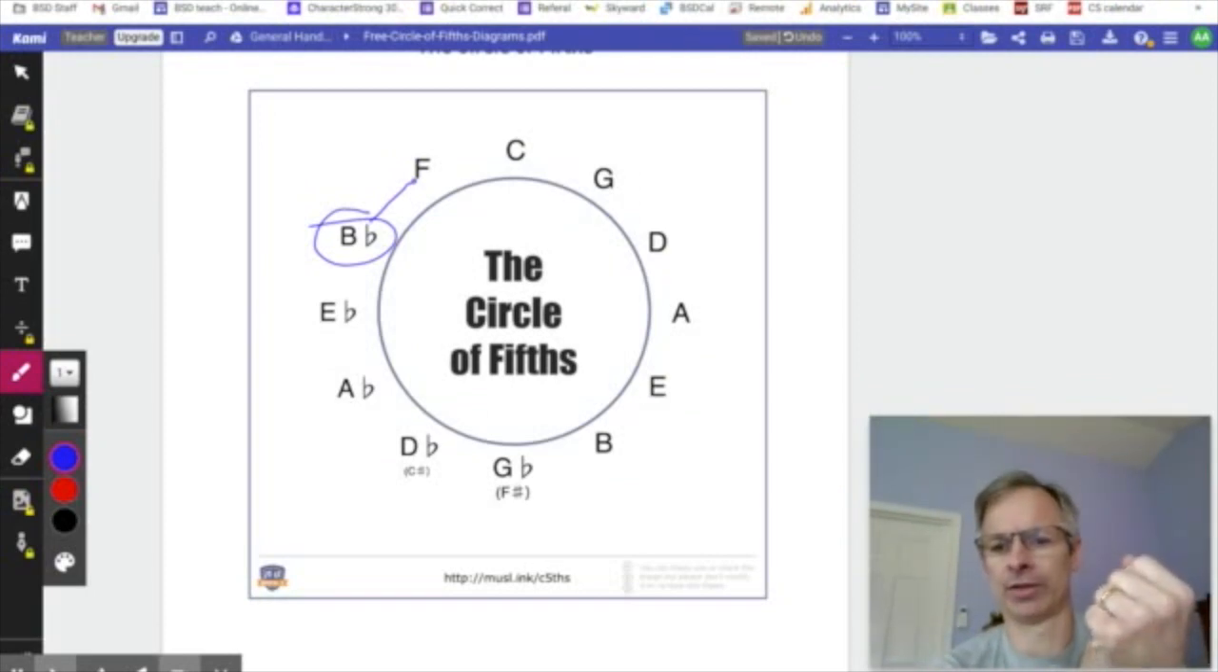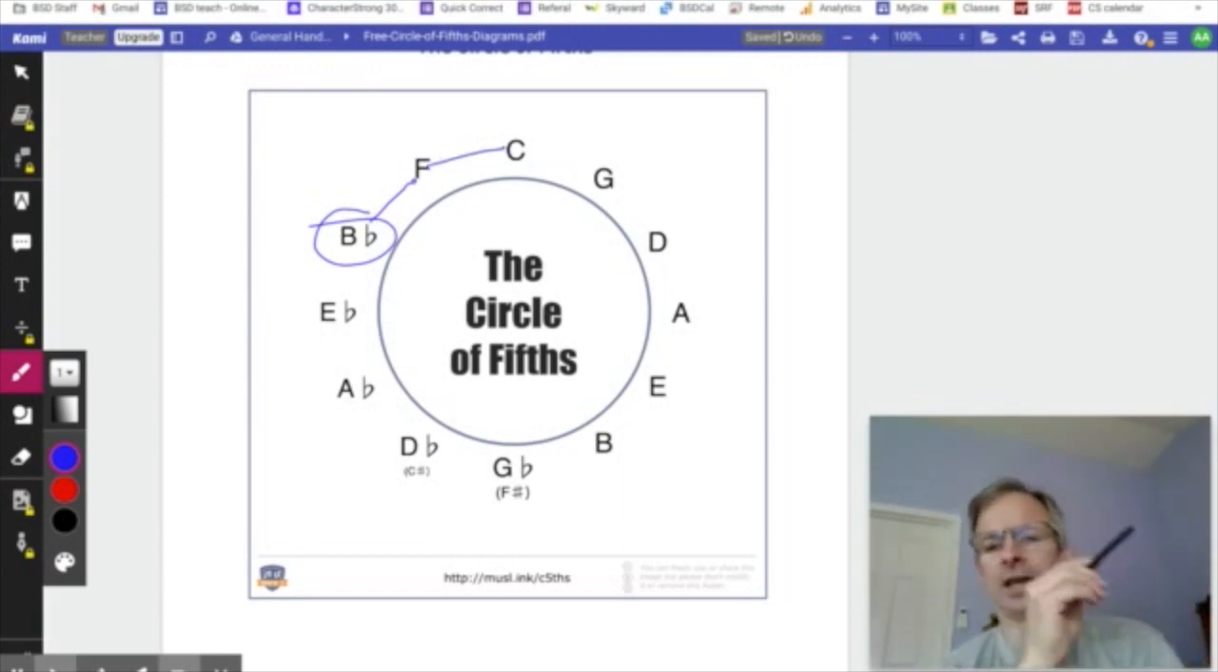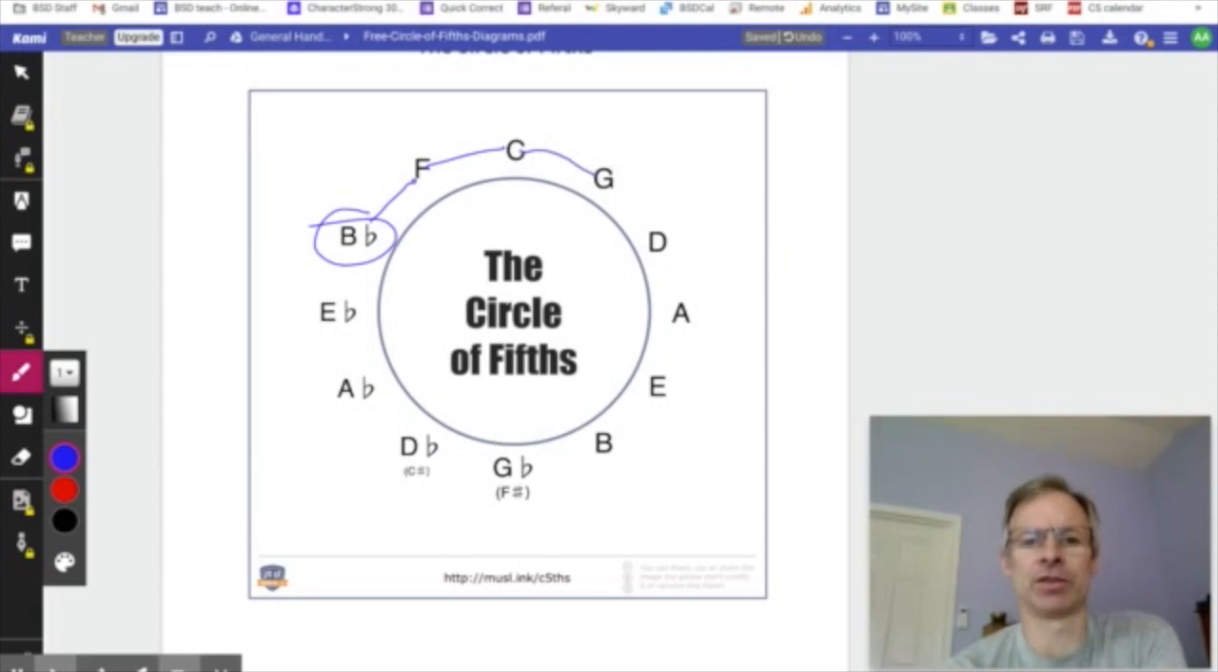Now let me go to that F. The fifth note of the F scale: F, G, A, B flat, C. C is the fifth note of that scale. And it goes the same way around the circle. G is the fifth note of a C scale, D is the fifth note of a G scale, A is the fifth note of a D scale, and E is the fifth note of an A scale. So I can go all the way around the circle this way, and eventually I'll come back to where I started. And here, B flat is the fifth note of an E flat scale. I can go the other direction as well. Then it's always the fourth note of the scale, but right now we'll just worry about the circle of fifths.